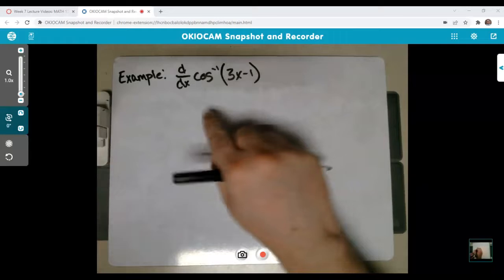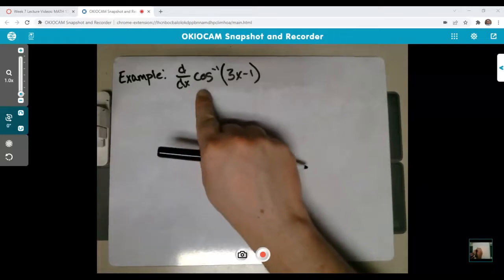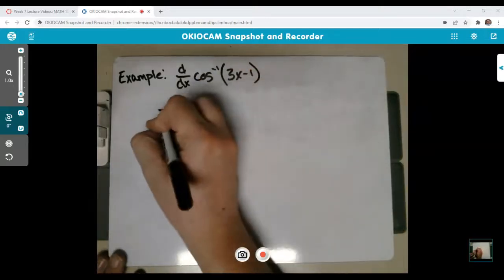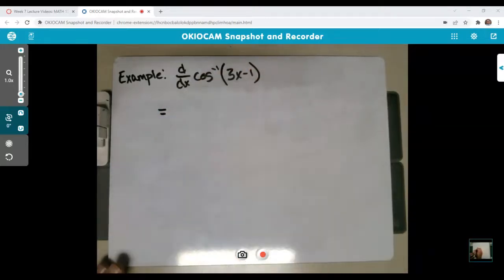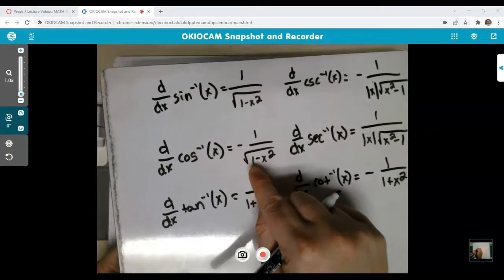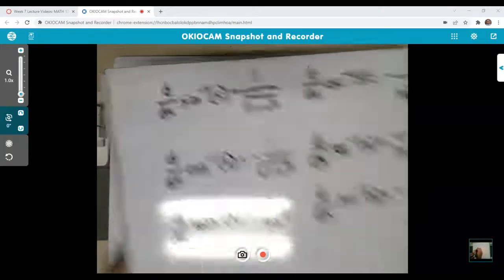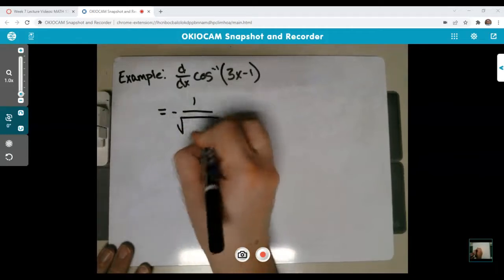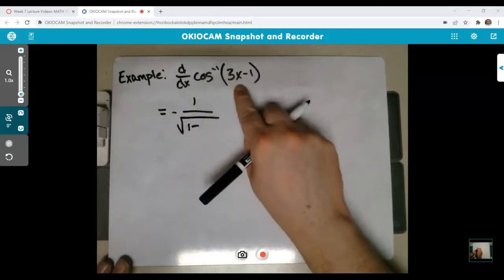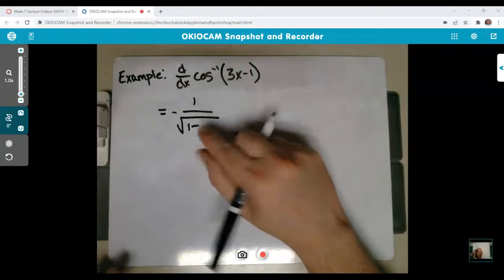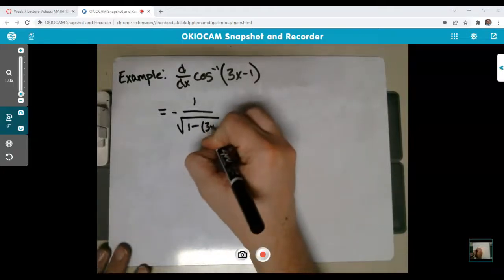Remember, by the chain rule, I do the outermost part to start with, right? So the outermost part is the inverse cosine. So then I want to do the derivative of that to start with. Derivative of inverse cosine is negative 1 over the square root of 1 minus x squared. So I'm using that. So that's going to be negative 1 over the square root of 1 minus. Now, inside of here, I have 3x minus 1. So that's what I'm going to square. So 3x minus 1 squared.